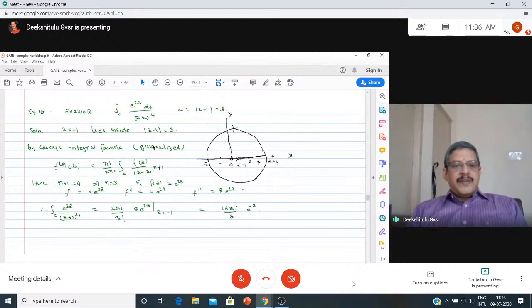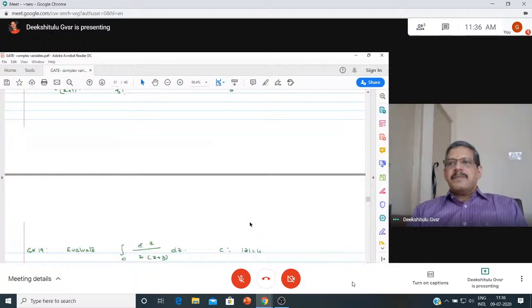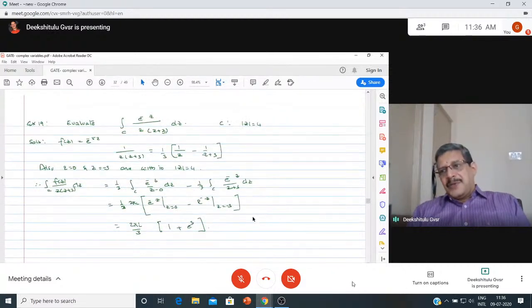So f is e power 2z, f dash is 2e power 2z, f double dash is 4e power 2z, f triple dash is 8e power 2z. So this integral becomes 2 pi i by 3 factorial into the triple dash of f, which is 8e power 2z, at the point z is equal to minus 1. Straight away you can calculate the integral. You need not evaluate the usual integration and all that. Straight away you can put in the formula.